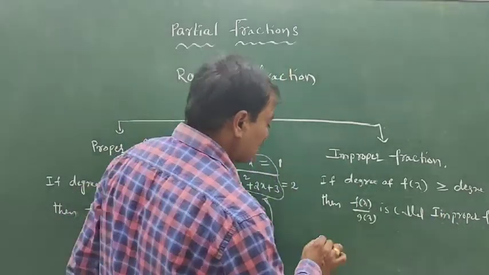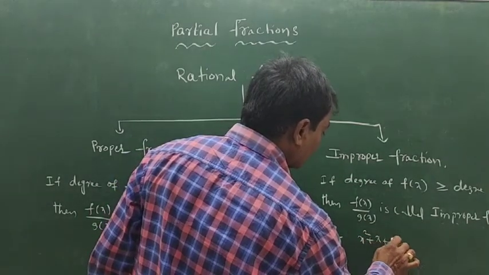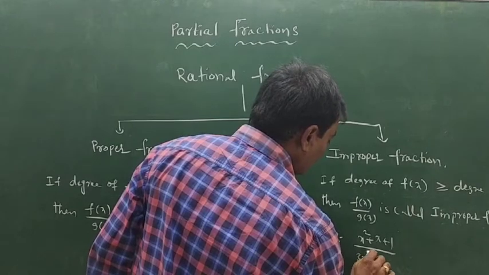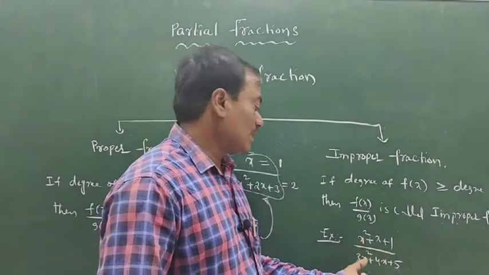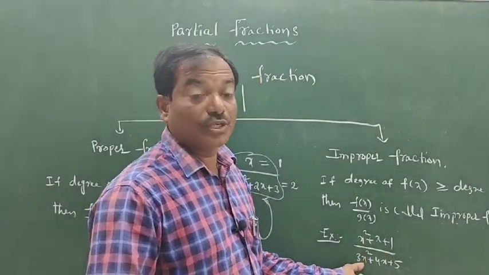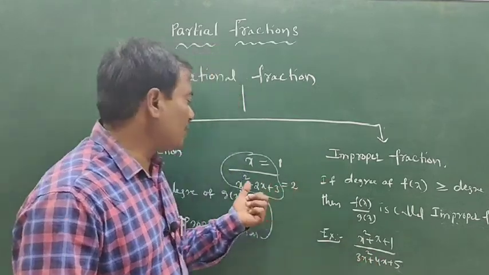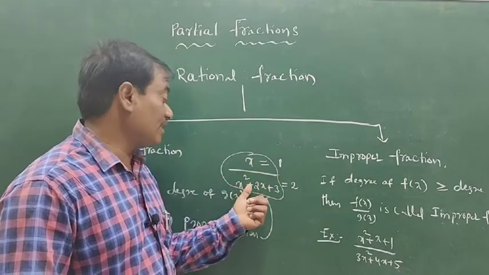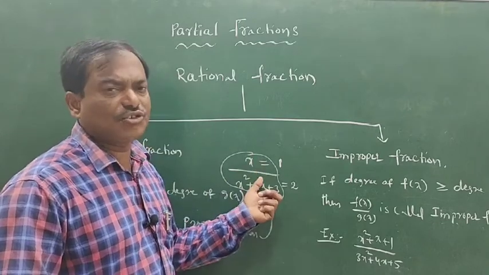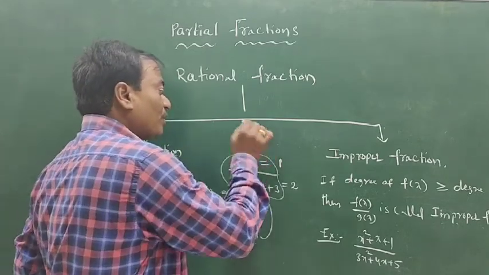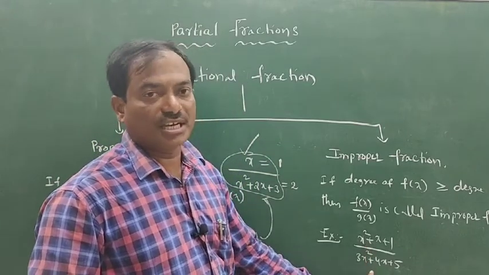We are taking two examples. Example 1: x square plus x plus 1 by 3x square plus 4x plus 5. Here the degree of f of x is 2 and the degree of g of x is also 2. So the given rational fraction is an improper fraction. And coming to here, the degree of f of x is 1 and the degree of g of x is 2. So the degree of f of x is less than the degree of g of x, therefore it is said to be a proper fraction. This is an improper fraction. Why? Because the degree of f of x is equal to the degree of g of x.